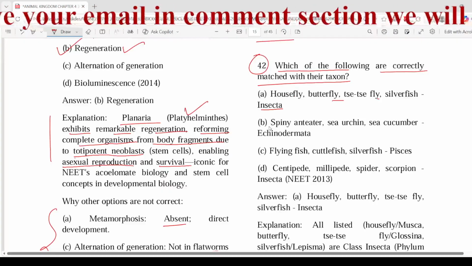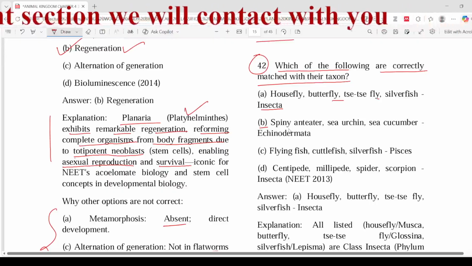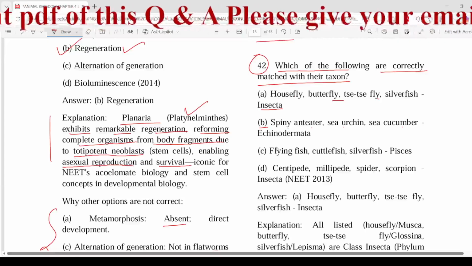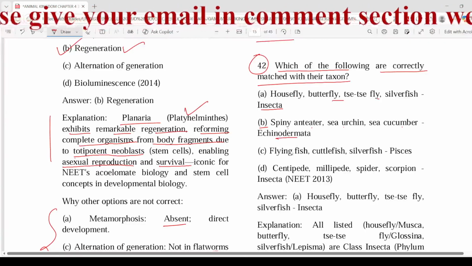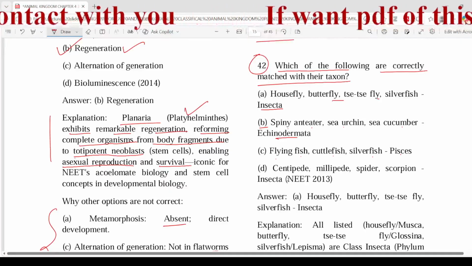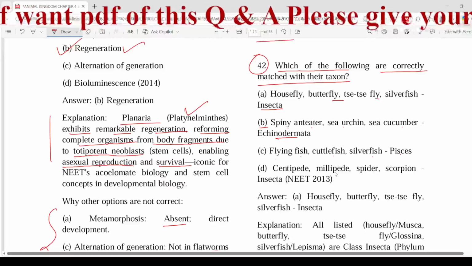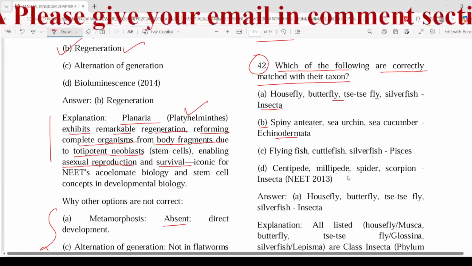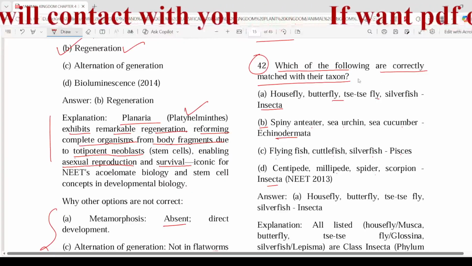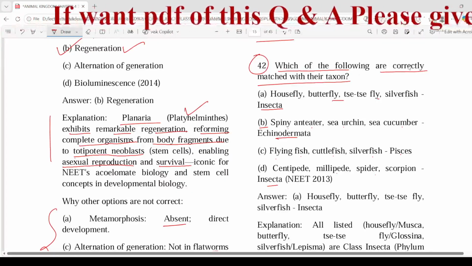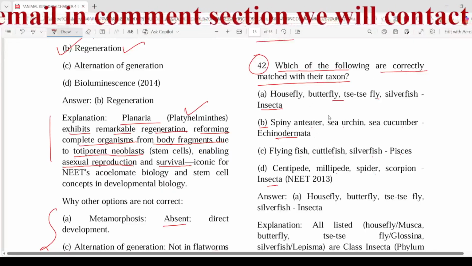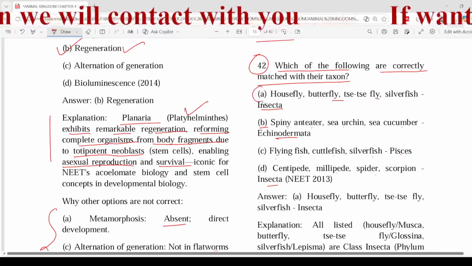Let's move to the next option. Option B: spiny anteater, sea urchin, sea cucumber, echinoderms. Option C: flying fish, cuttlefish, silverfish, fishes. Option D: centipede, millipede, spider, scorpion, Insecta. In this question, you have to find the correctly matched taxon. The correct answer will be option C.